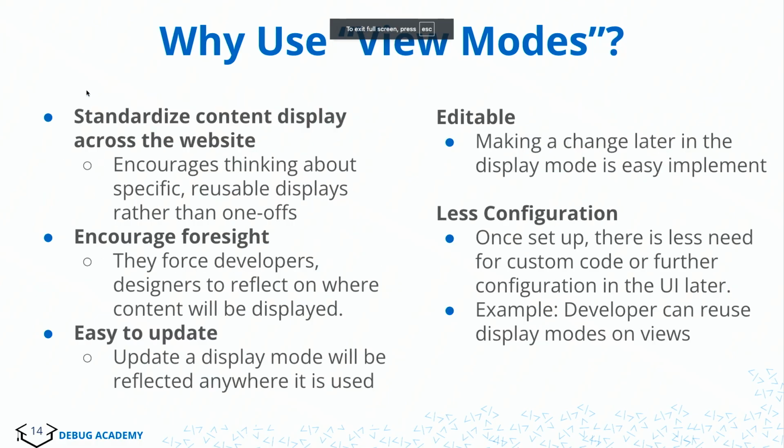So the reason why view modes are so useful is because it lets you standardize your content throughout your website. All recipes that use the card display mode will all look the same. They're very easy to configure and edit, and it's also very easy to update. So if you change your mind and you want to disable a field or enable a field, it's very easy to do. When I disabled the difficulty field, it just took a few seconds, but it was reflected site-wide.